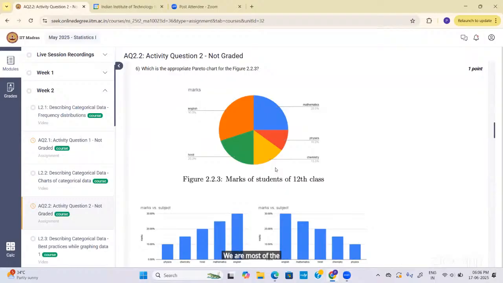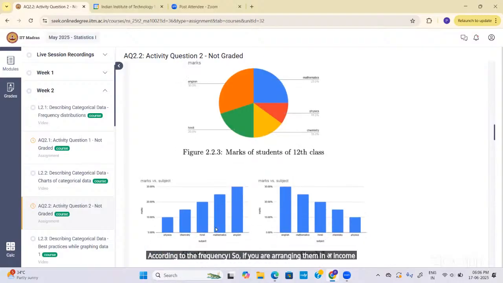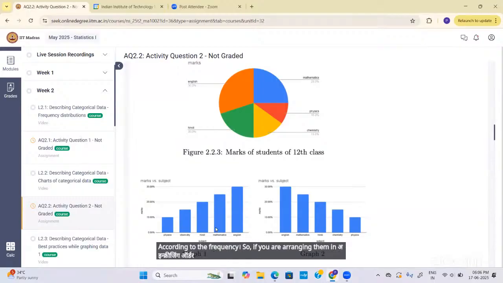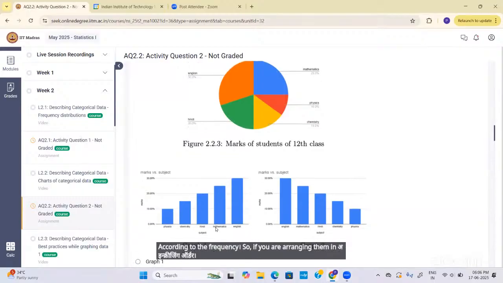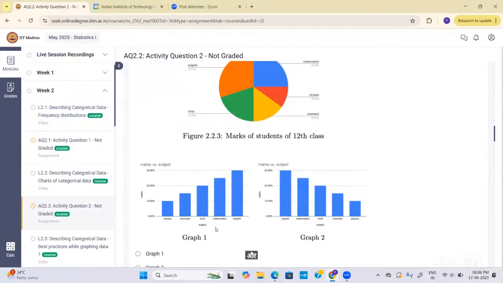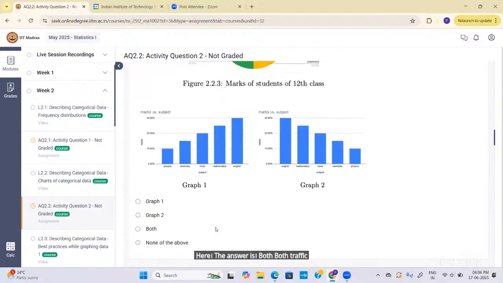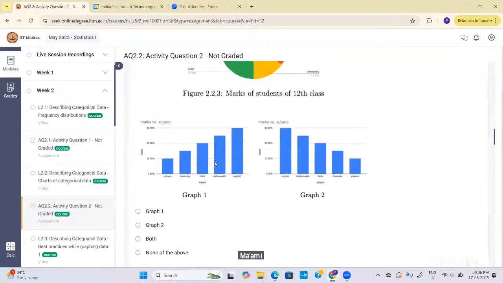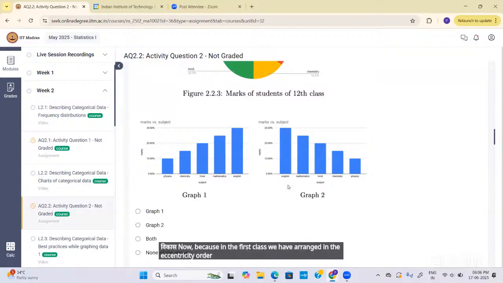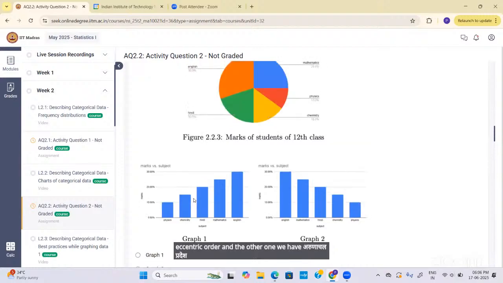Yeah, most of the time we prefer descending order, but the main objective is to sort the categories according to their frequency. So if you are arranging them in increasing order, then also it would be fine. And here the answer is both graph 1 and graph 2. Yeah, because in one we have arranged in the ascending order, and in the other one in the descending order. So both of the graphs are correct for representing it.